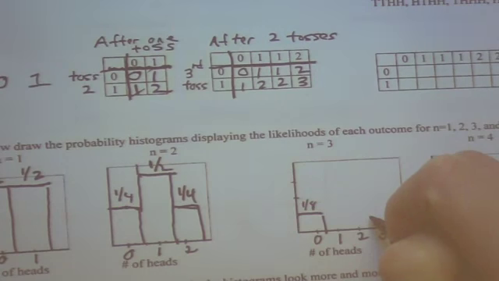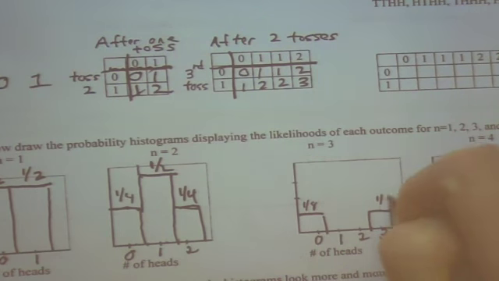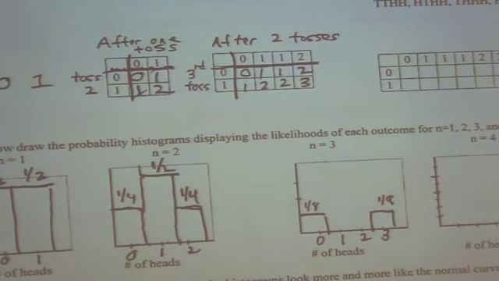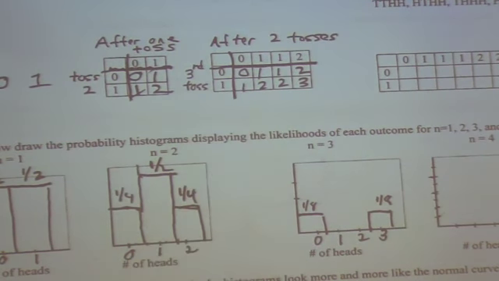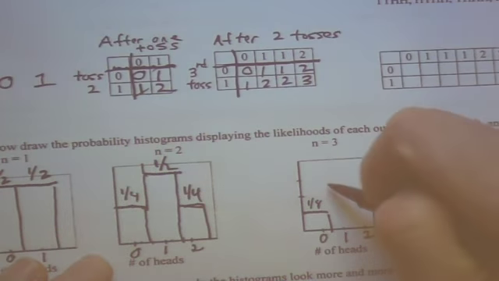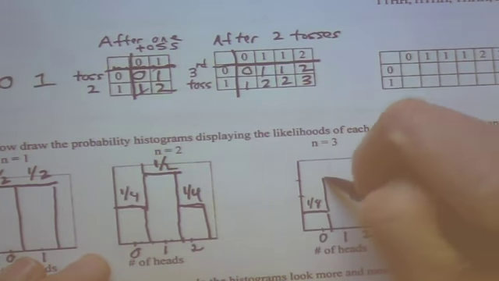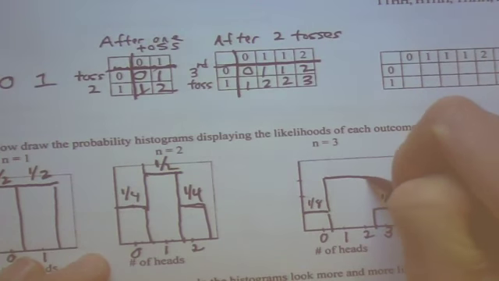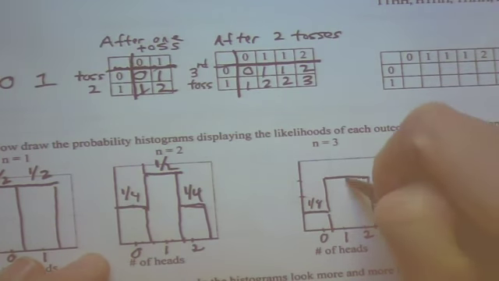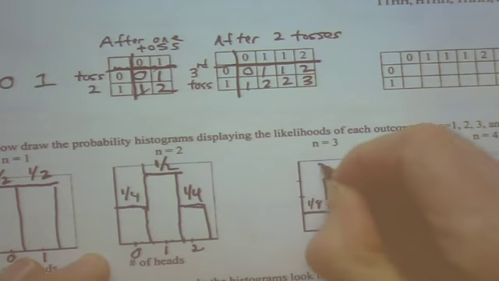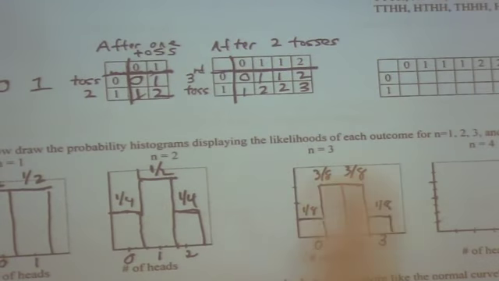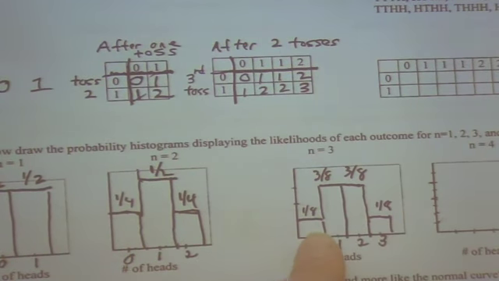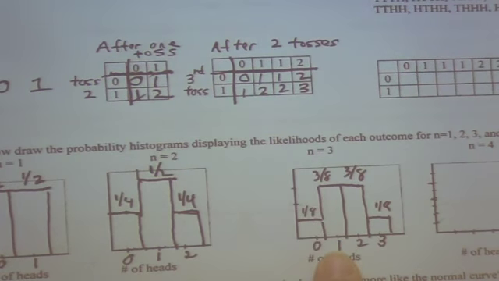Do that too. Make it exactly the same size. And then we look here, and there's 3 out of 8 ways to get 1, and 3 out of 8 ways to get a 2. So we make it 3 times as tall for both of those possibilities. And of course, the area of the histogram adds up to 1 again, because those are all the possibilities.